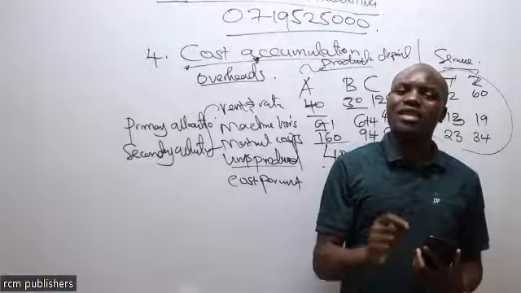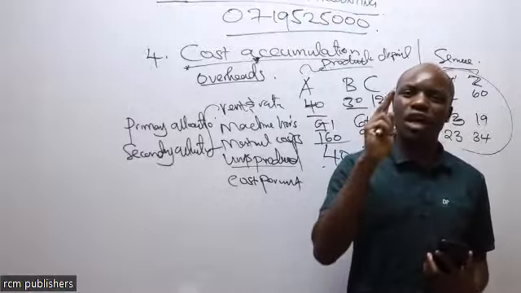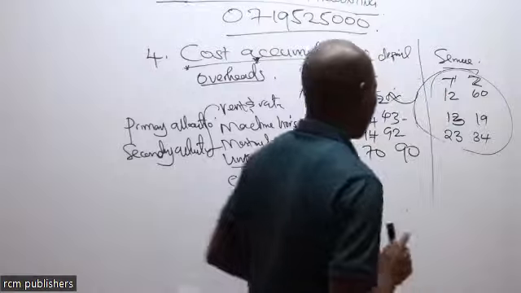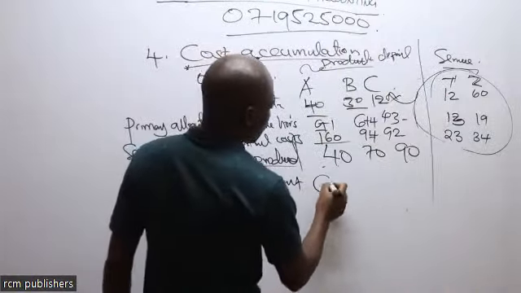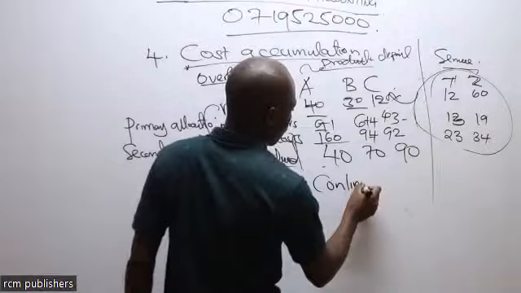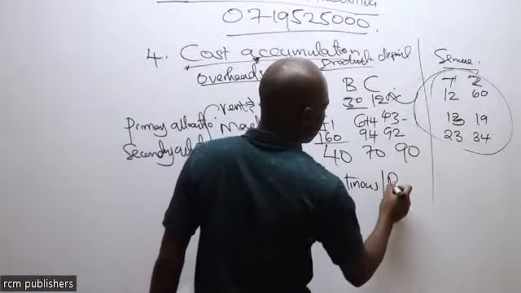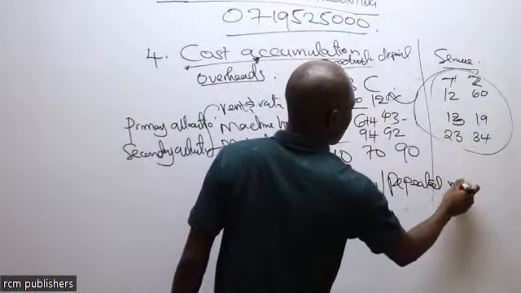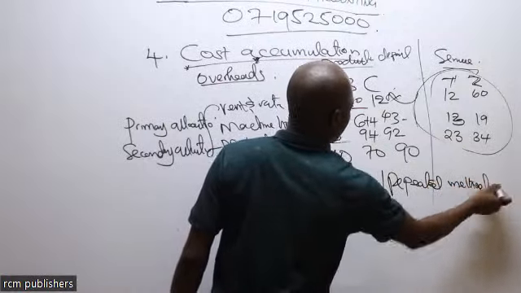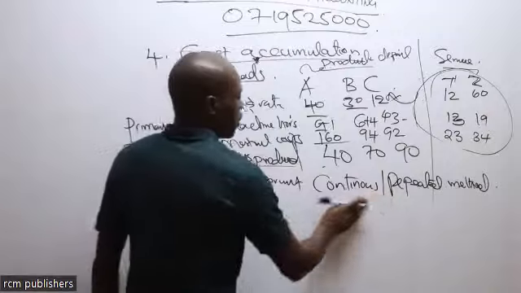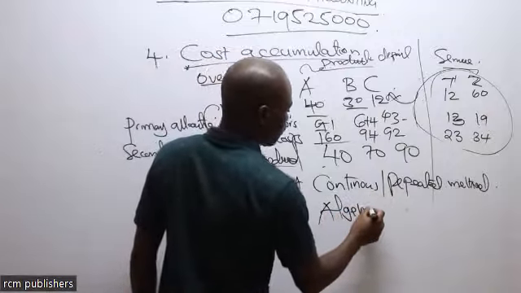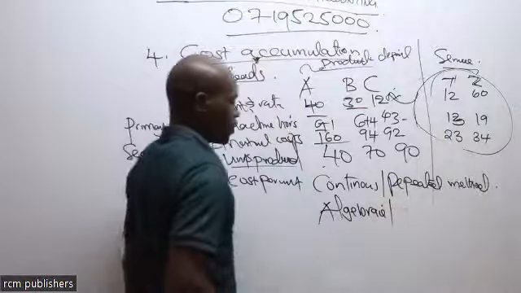So in covering that concept, we need to learn about two methods. Method number one, we are going to call the continuous, or repeated method. Then there is the second one, that is the algebraic method.